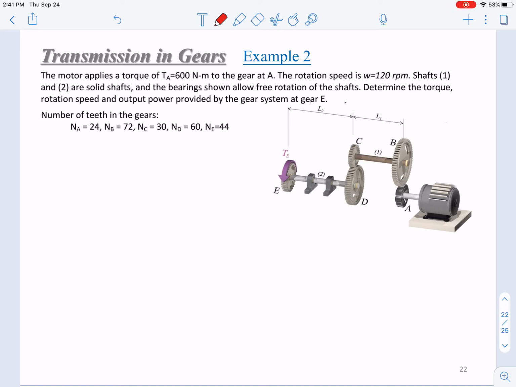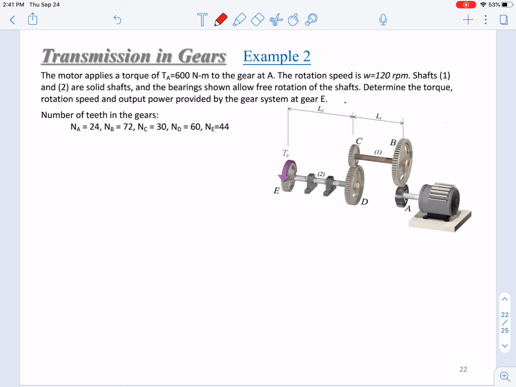In this assembly, we have a motor. The motor applies a torque of 600 Newton meter to gear at A. The rotation speed is 120 RPM. Shafts 1 and 2 are solid shafts, and the bearing shown allow free rotation of the shafts.